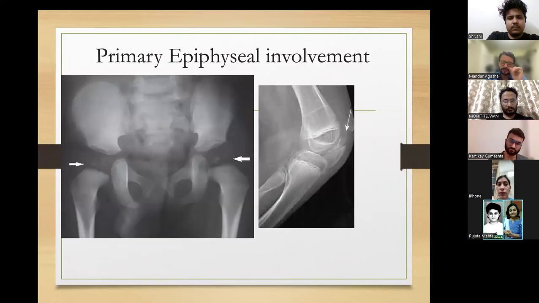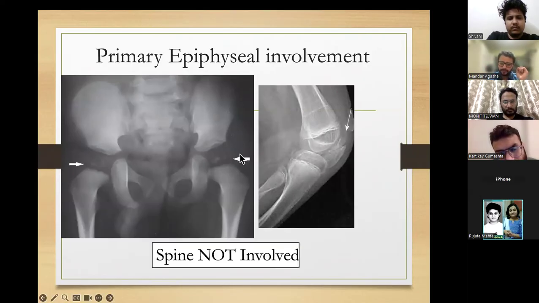So look at epiphyseal dysplasia. This is an otherwise fairly normally grown child with primary involvement of these epiphyses. Spine is not involved, and you have this bilateral Perthes-like picture, which is synchronous. So what is the diagnosis, Shivam?